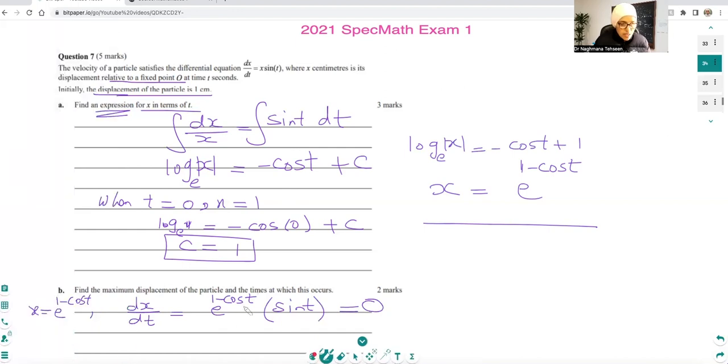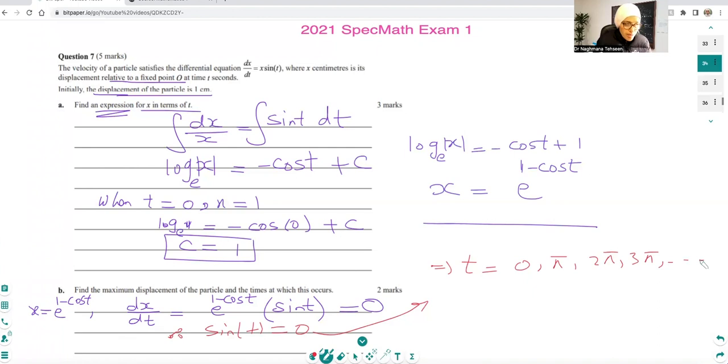So e to the power 1 minus cos t can never be negative. That means the sin of t has to be 0. If the sin of t is 0, then t has to be either 0, pi, 2 pi, 3 pi, and all of the multiples of pi give you 0.